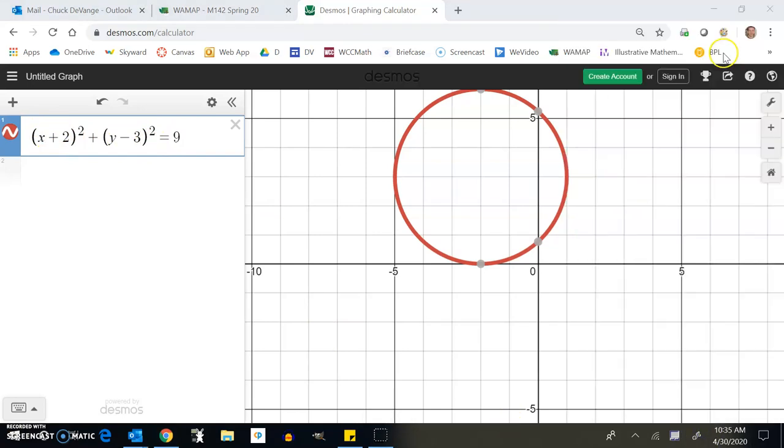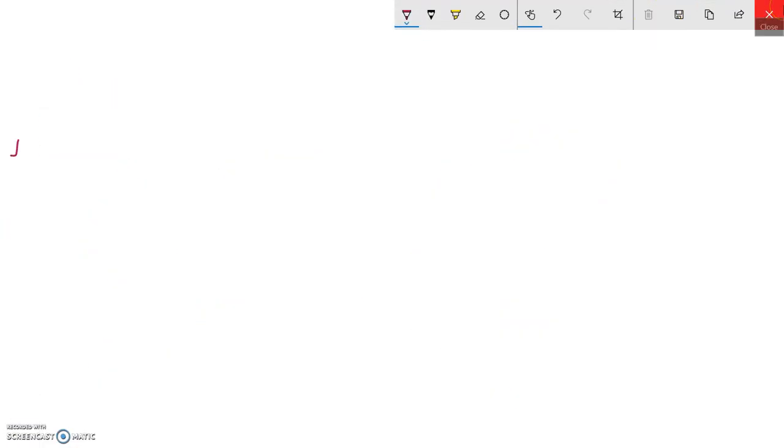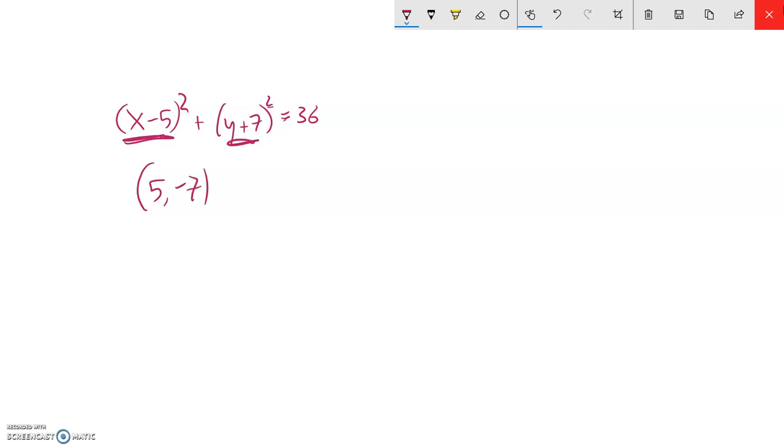So if I had something like x minus 5 squared plus y plus 7 squared equals 36, you know a couple things about that circle. You know its center is at, what makes this a 0? 5. What makes this a 0? Negative 7, right? Shifted right 5, down 7, with a radius of 6, the square root of that.